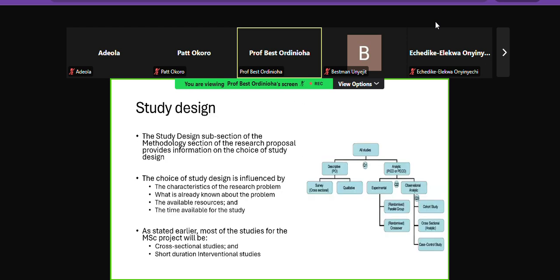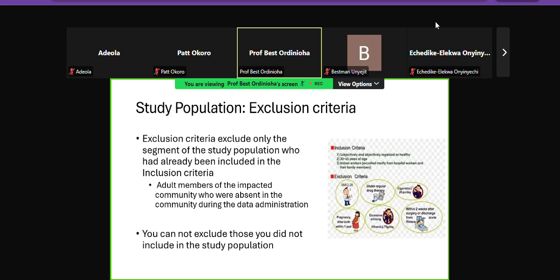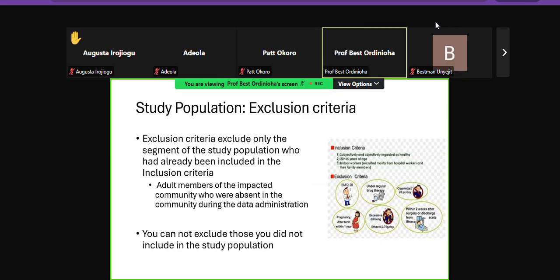Okay. I think I have to stop here. Tomorrow we'll continue with the study design. I don't know if there are questions or comments before we leave. Questions? Okay, Augusta. Okay, thank you, Prof.